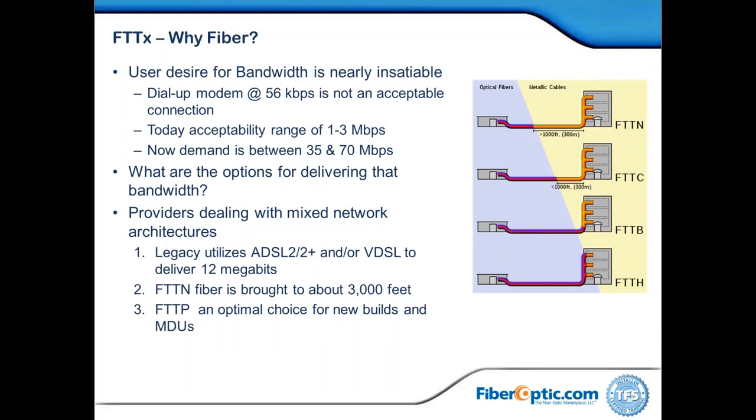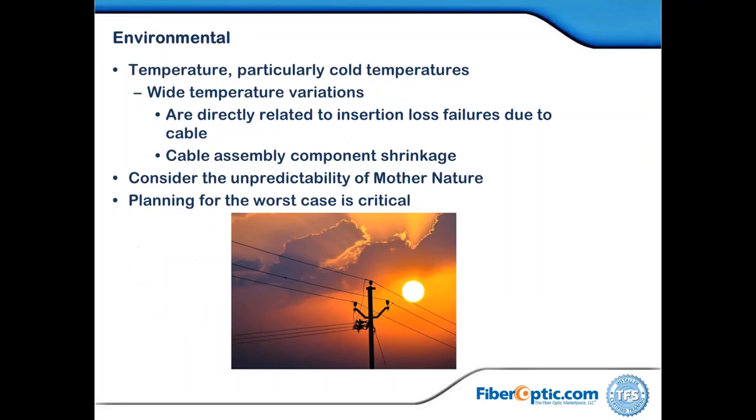And then we have FTTN, fiber to the node, which brings fiber to about 3,000 feet, say, of your home. And FTTP is typical fiber to the premise itself. And you see on the drawings various areas where we go fiber and convert. So there are ways to use existing infrastructure and even copper infrastructure.